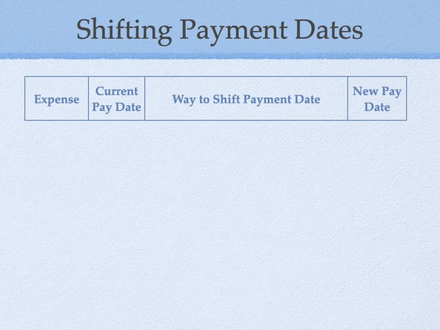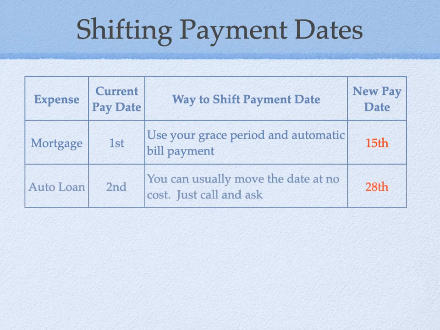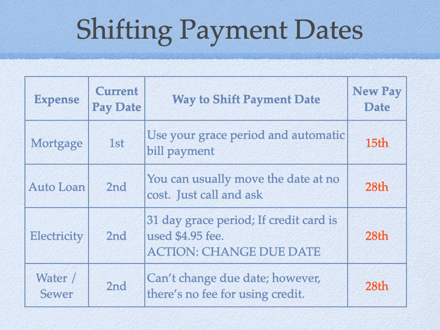Let's look at a couple of examples. Let's assume the billing cycle ends near the end of the month. Use the 15-day grace period and pay the mortgage on the 15th. Ask to move your auto loan's due date to the 28th. Use your grace period on your electrical bill. And since you can't change the due date on your water and sewer bill, use your credit card. It won't be due until the end of the next month.